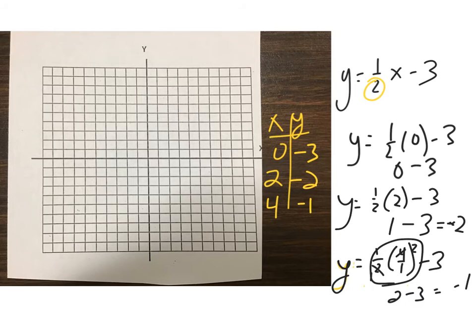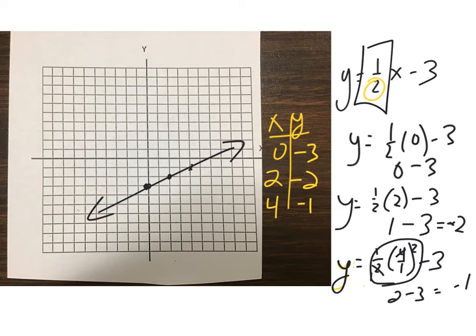And then we just plot those points. So 0, -3 again would be here. 2, -2 would be here. And 4, -1 is there. So anytime I get a fraction, I just use multiples of that bottom number, multiples of the denominator. Okay? All right, now, a couple other little things here.